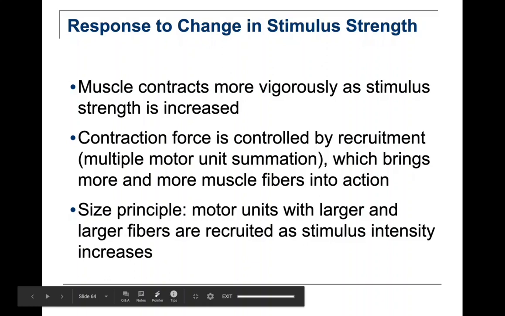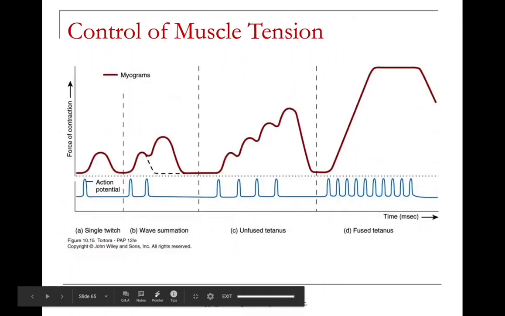So muscles will contract more vigorously as the stimulus strength is increased. The contraction force is going to be controlled by recruitment. So you can have multiple motor unit summation. This is going to bring more and more muscle fibers into action. So motor units with larger and larger fibers end up being recruited as stimulus intensity increases. This allows you to see here a single twitch with wave summation, unfused tetanus, and fused tetanus.